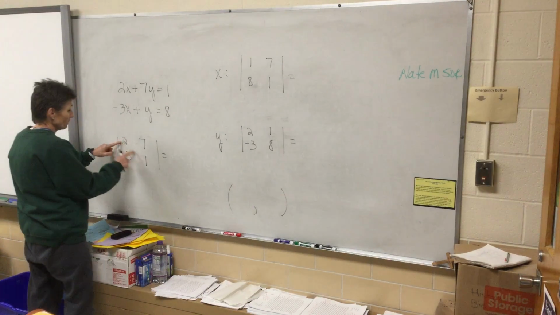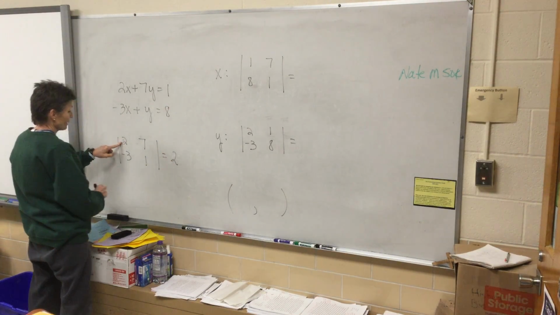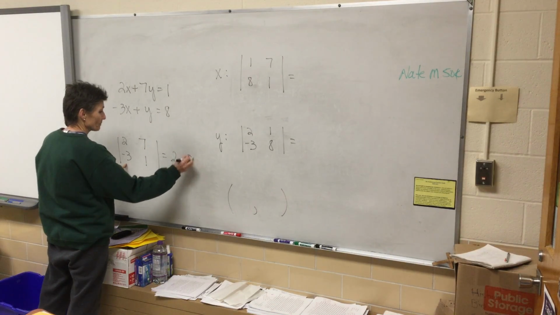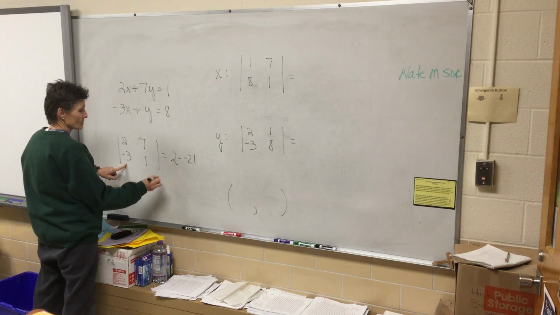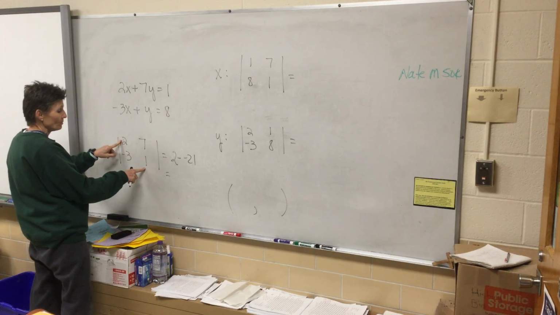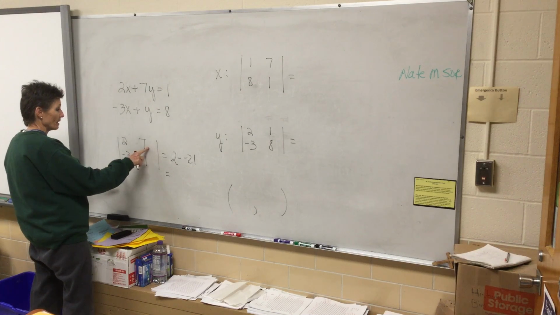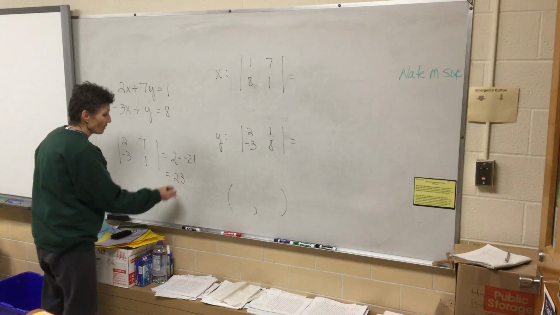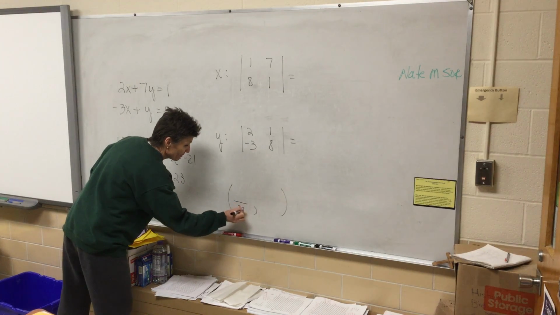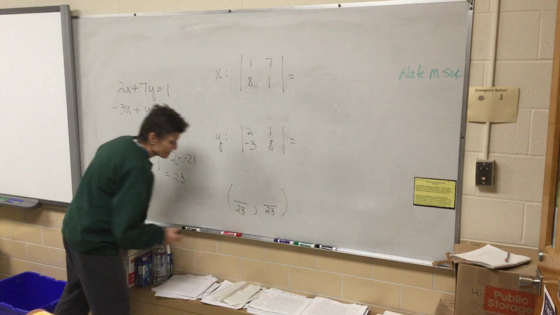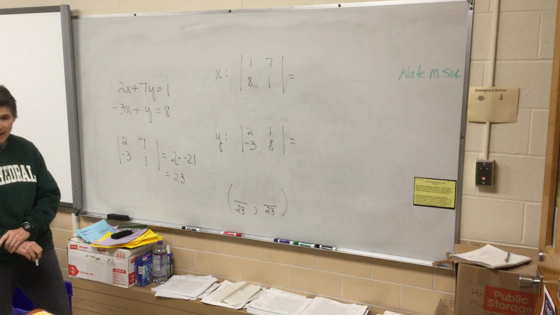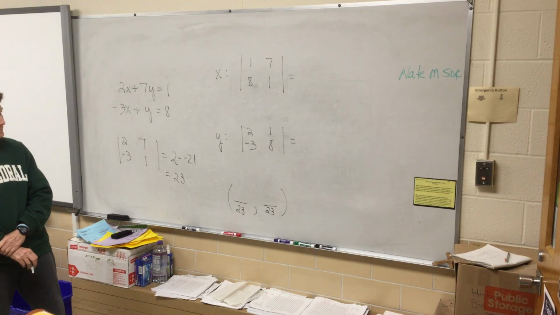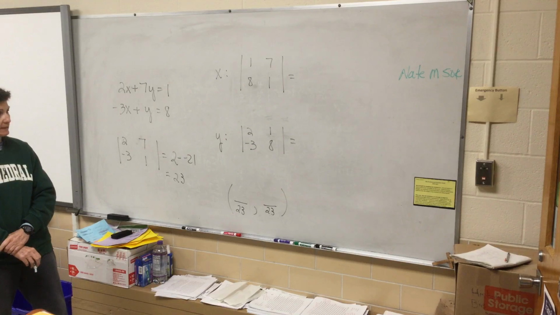Remember, we multiply 2 times 1. We multiply negative 3 times 7. And then we subtract those. It's always downs minus ups. So 2 minus negative 21. So that's how we got 23. And that is the denominator of both x and y. Perfect.